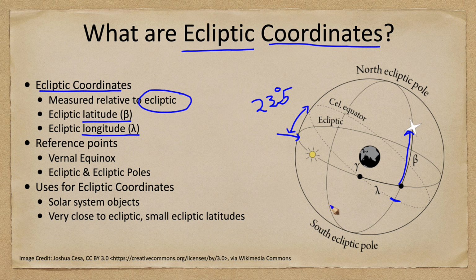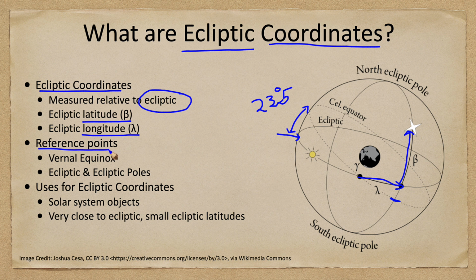Now the longitude is measured from the vernal equinox. So the vernal equinox to this point would then give you the ecliptic longitude. And again, it's measured along the ecliptic, not along the celestial equator. So the coordinates are going to be different than you would get for the equatorial coordinates that we've used previously.